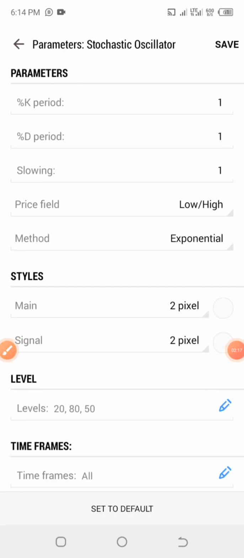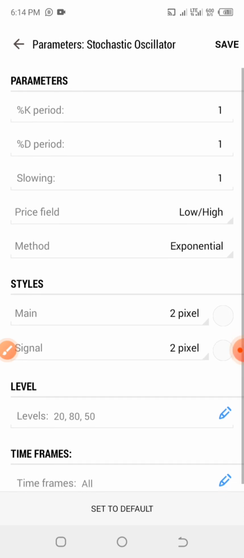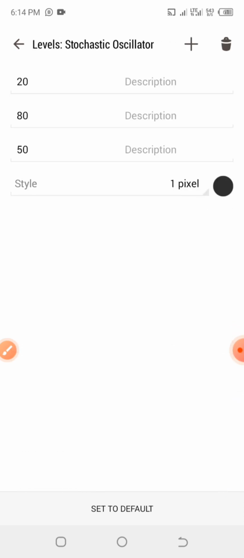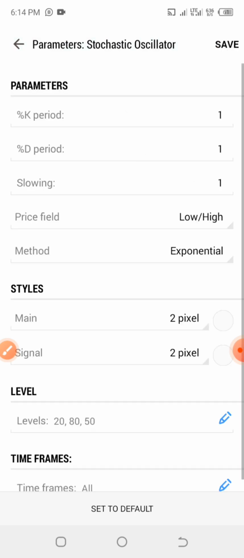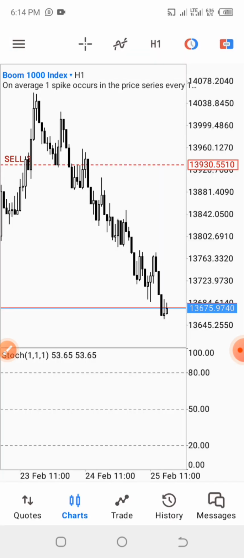I won't be able to go through this for you guys. Just set it up as you are looking at it, and the levels, the 20, 80, and the 50 level. The 50 level is going to be the TP level, the 80 is going to be the oversold level, and 20 is going to be the overbought level. You set it up like this, then click on done, and you will have your stochastic oscillator in your chart.